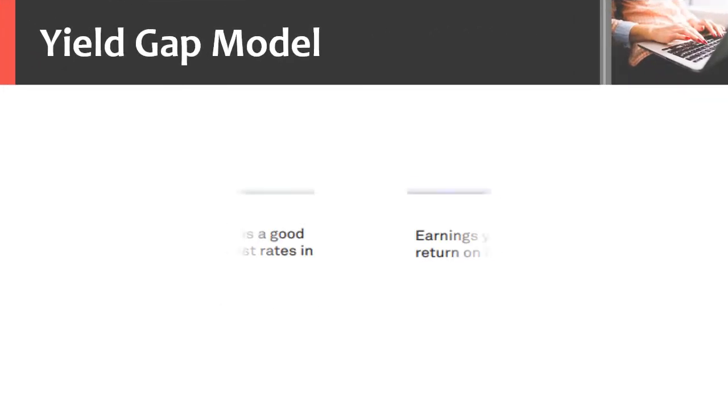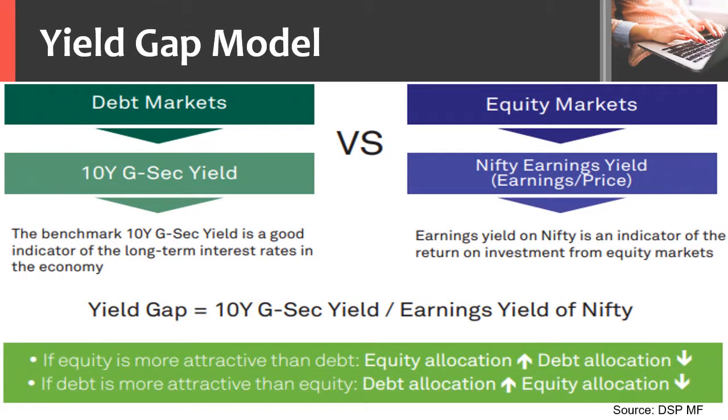Yield gap is defined as the ratio of the 10-year government securities yield, as a measure of long-term interest rates, to the Nifty earnings yield, as a measure of returns in equity markets. Relative attractiveness of equity versus fixed income is identified by studying the yield gap, and the higher the earning potential of an asset class, the higher the allocation towards it.